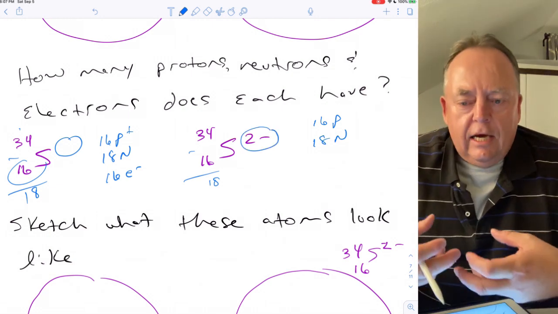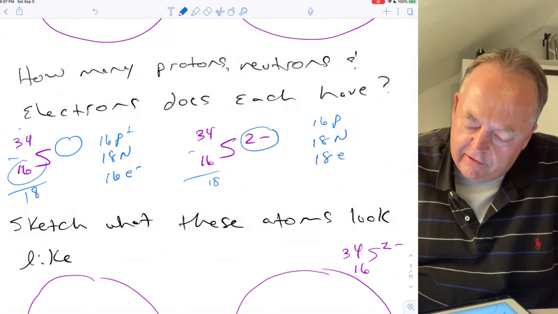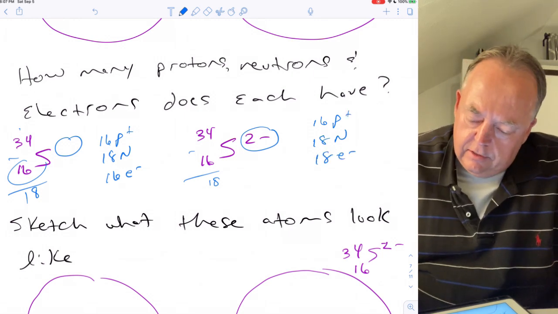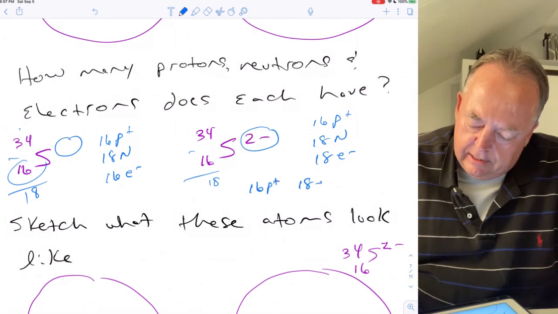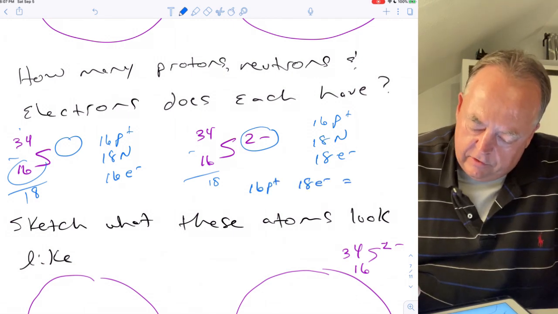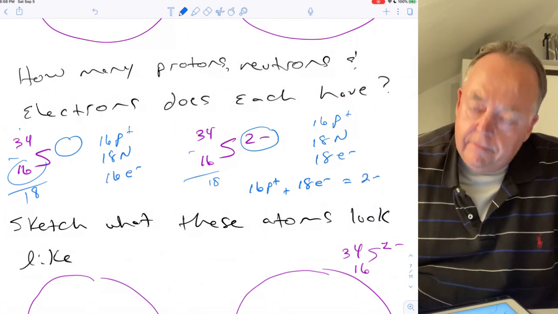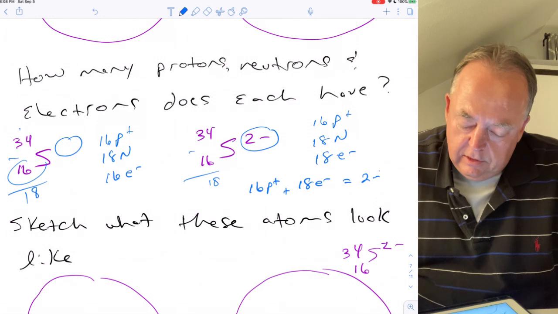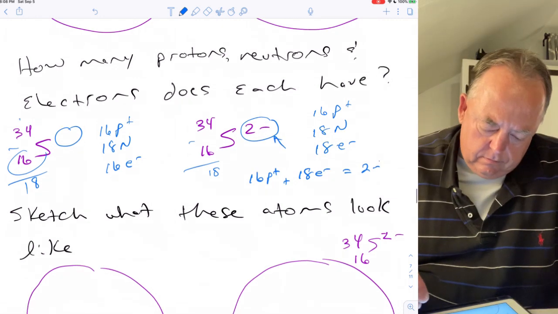now it's got to have more electrons than it has protons. So it has 16 protons, so it has to have 18 electrons, right? Because 16 protons that are positive and 18 electrons that are negative, and if you add those two together, then you get a -2, right? So that means, if this is negative, it's got more electrons than protons.